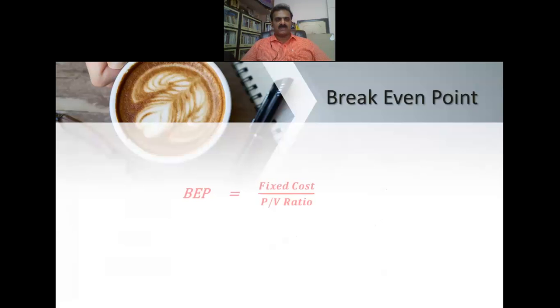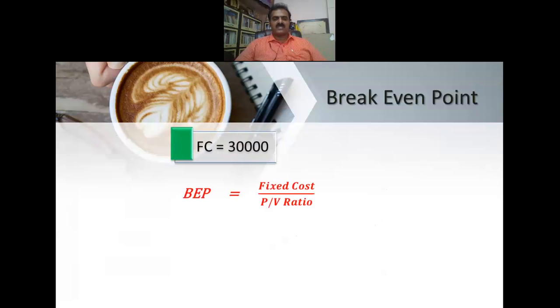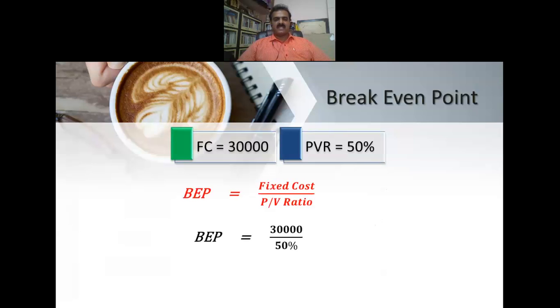Next you need to calculate break-even point. It is the point at which the company neither derives a profit nor incurs a loss. It's a point of no profit and no loss, where the revenue is equivalent to the cost. So how to calculate the break-even point for this question? The simple formula is fixed cost divided by PV ratio. Already you have calculated the PV ratio as 50%. You know that the fixed cost is 30,000 rupees, given in the question. Therefore, substituting 30,000 divided by 50%, you will get the break-even point as 60,000.